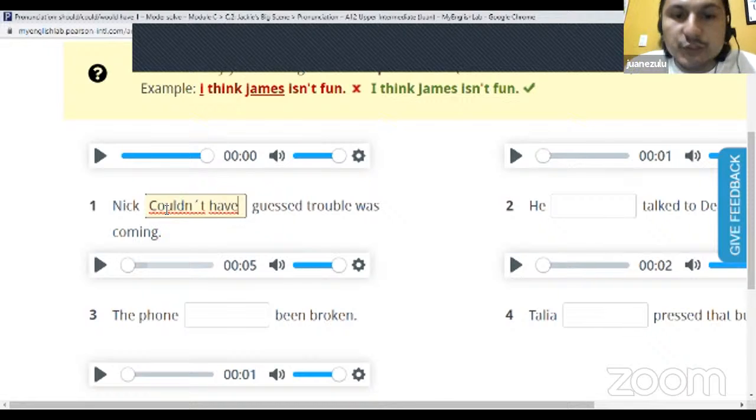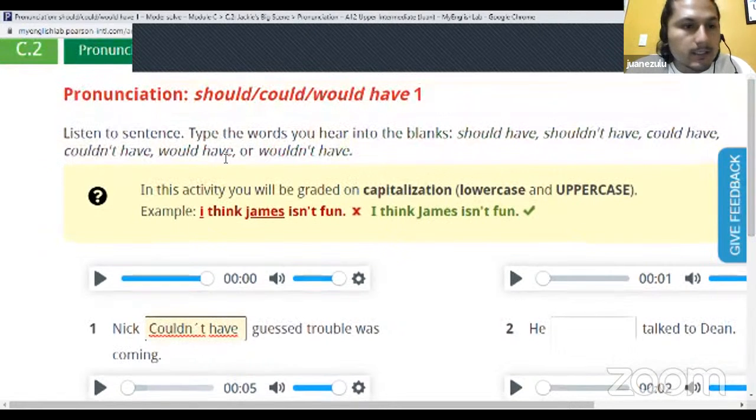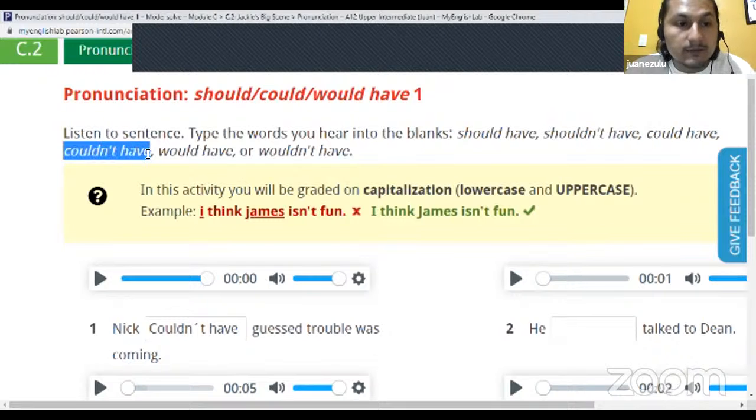So this is the way you should put it, okay? Which is written right here. If you don't have, for example, the apostrophe on your Spanish keyboard, I guess you can copy and paste "couldn't have." Okay, so let me try that so that you can see.